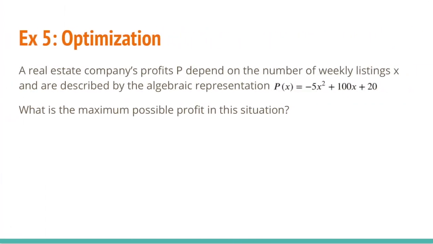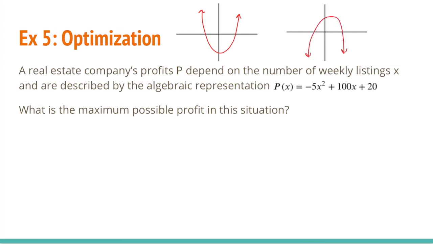Okay, so now we're going to talk about problems that are called optimization problems. We're talking about optimizing whatever it is we're trying to achieve. So we talked about when our a value, our first term, is positive, our parabolas open upwards. When our parabolas open upwards, we're going to have a minimum value at our vertex. So something that would be optimized when we have a minimum is like cost, right? We want to spend the least amount of money possible. So our situation is optimized when we have the lowest cost possible.